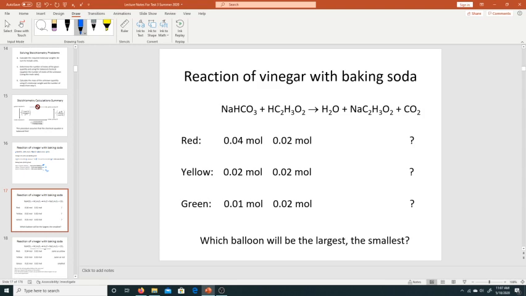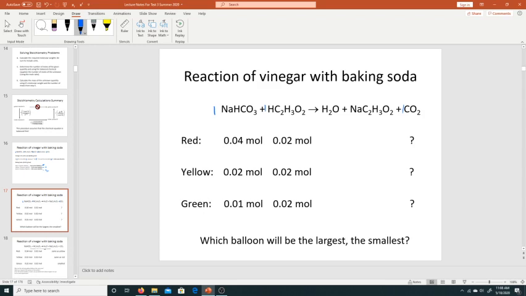The question now is, how much carbon dioxide are we going to make? And how is that going to affect the size of the balloons? Remembering that the coefficients are all 1 to 1 to 1. 1 here, 1 here, and 1 here. So how much CO2 should we make? The balanced equation says that for each of these should run out at the same time.